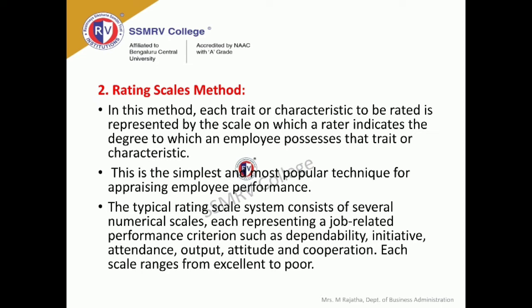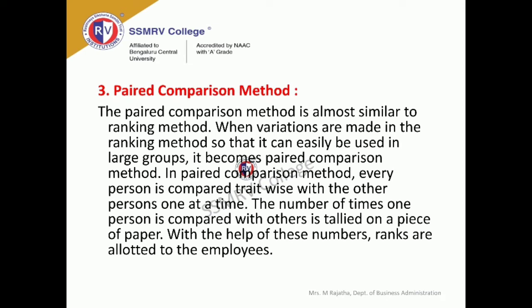In the previous method, that is the ranking method, an overall ranking was given to an employee to assess his performance. But in the rating scales method, each trait or characteristic is rated. For example, the knowledge of the job. The manager has to check the knowledge of the job of the employee, so he can give ratings like excellent, good, average, poor. So each trait or characteristic is rated on some rating scale, and it is considered one of the simplest and most popular techniques used by organizations for employee performance.